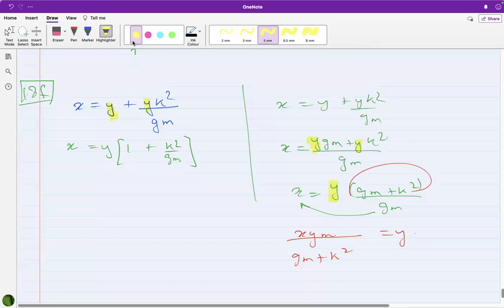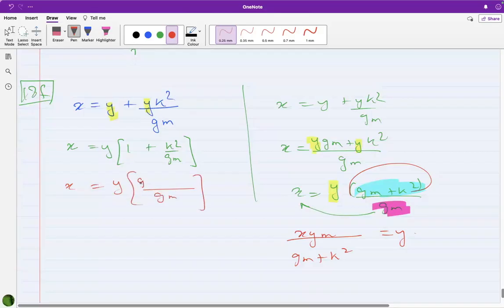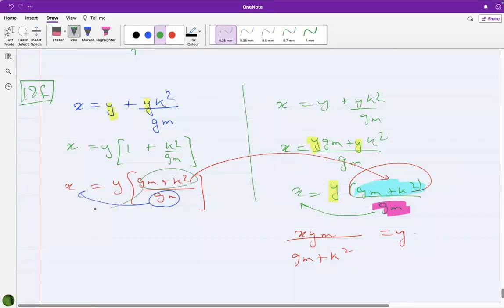Press cross. This yellow goes in denominator. This pink goes in numerator. Yes. And this is x is equal to, either we take LCM first or we divide first. Taking LCM first always keeps it simple. gm plus k square. And this looks exactly like this one. So the denominator goes up and the numerator comes down. So x gm over gm plus k square is equal to y. Subject. Okay.